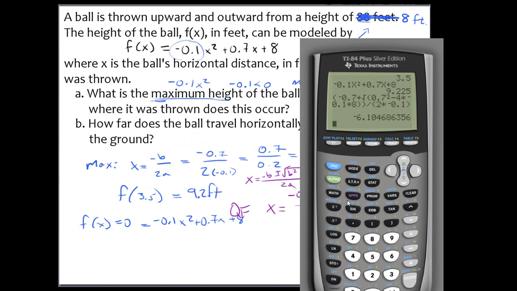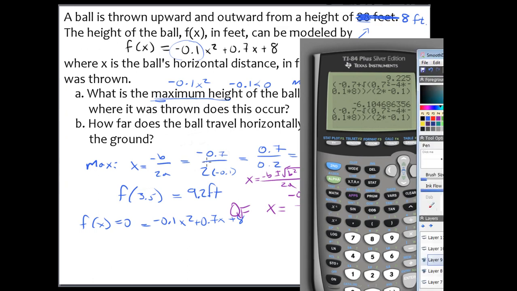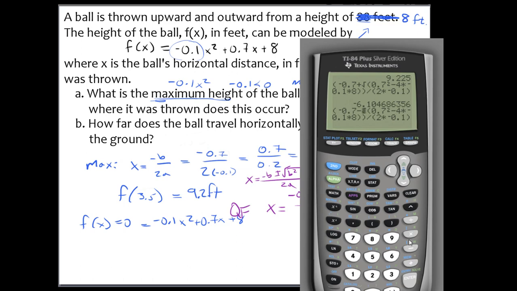Not what I want. I'm looking for a horizontal distance, so I need this to be greater than 0. Rather than input that all again, I'm going to hit second, entry, arrow my way over here and change that plus to a minus. It's the negative case in this quadratic formula that's going to give me the answer that I want. Enter. 13.1 feet. Great.